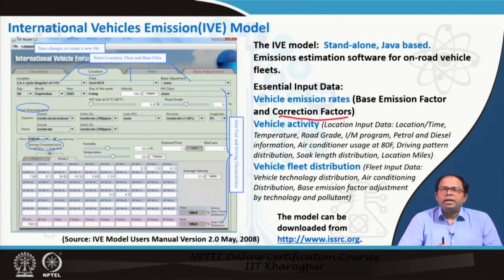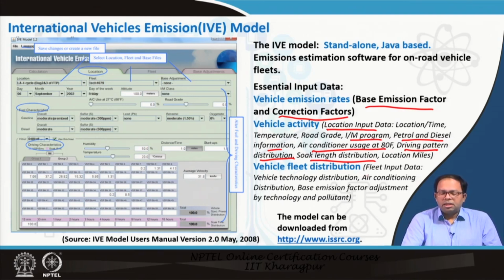That means depending on change in altitude, change of a particular technology, change of use of air conditioner, and many other things, we change the base emission factor. Then there is vehicle activity. Depending on each location, the time, temperature changes, road grade changes, the inspection and maintenance program is different, petrol and diesel use is different, air conditioning usage is different, driving pattern is different, soak length is different, and this has to be considered. So, vehicle activity considers all these data inputs.